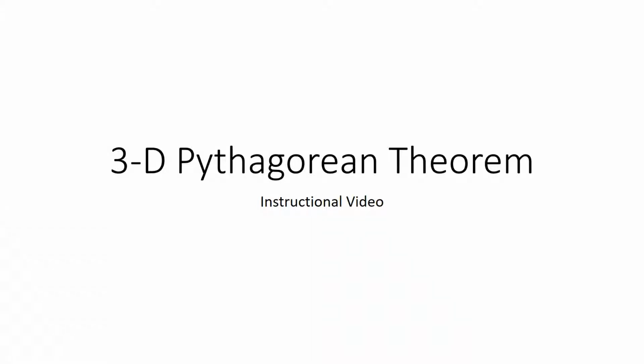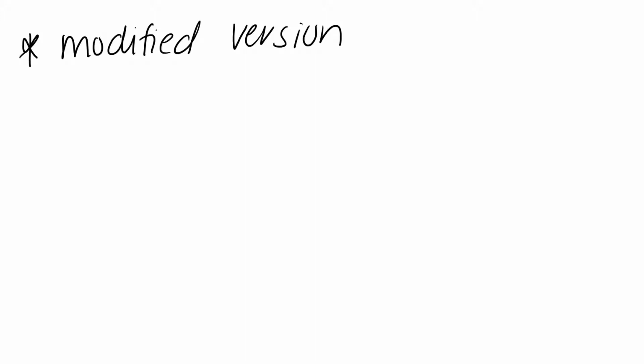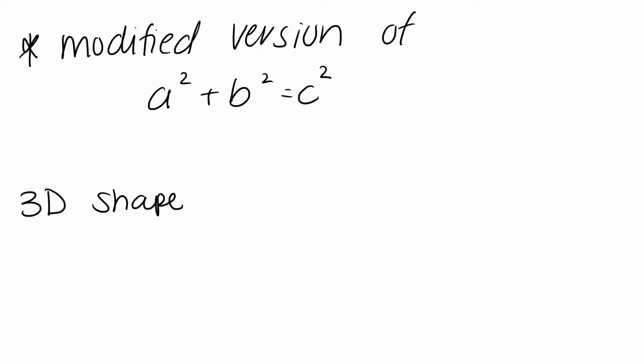This is an instructional video on using the Pythagorean theorem to solve for 3D shapes. For these problems, we are going to use a modified version of the Pythagorean theorem. We are going to change our a squared plus b squared equals c squared formula. Because this is a 3D shape, we have to have 3 numbers in the equation or in the formula.